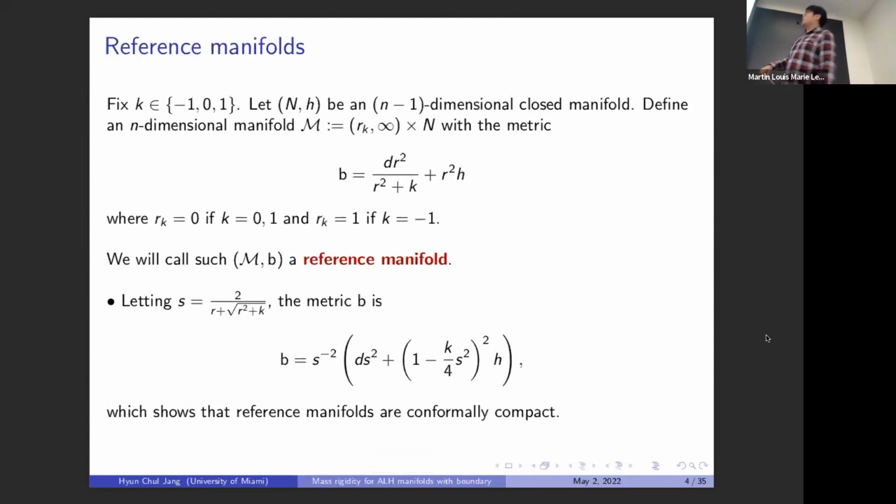This looks exactly like a hyperbolic manifold if you put k equals 1 and h as the standard sphere metric. That's where it comes from, actually. Letting the coordinate change s equal this function of r, the metric b can be written in this form. By multiplying by the positive function s squared, you get a compact manifold, so the infinity can be extended after the conformal change. This shows that the reference manifolds are conformally compact.